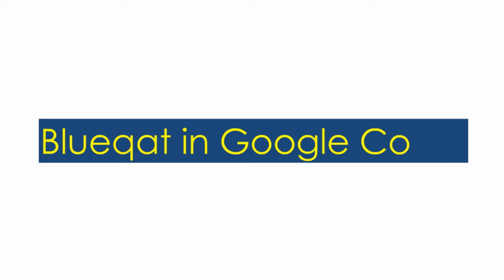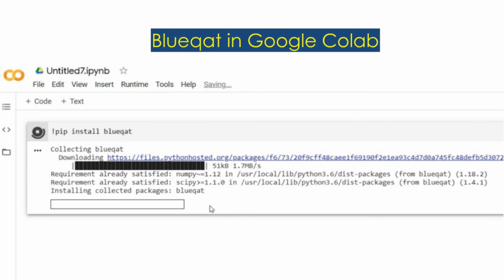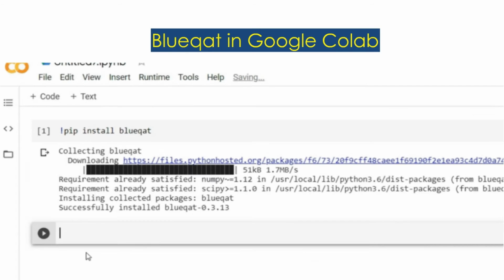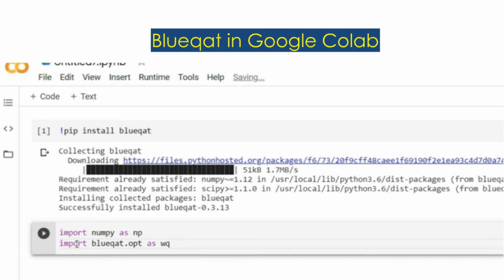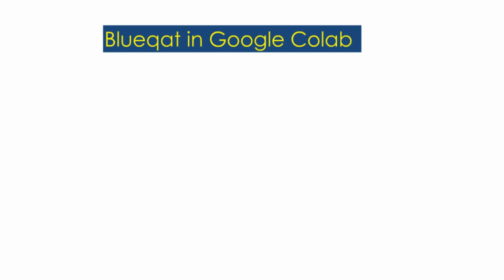For that, let's start solving using Bluecat in Google Colab. Firstly, we need to install Bluecat in Google Colab by typing this code and run it. Bluecat is successfully installed. Then import libraries for Bluecat like NumPy and Bluecat optimization as shown here. Now we prepare some functions.